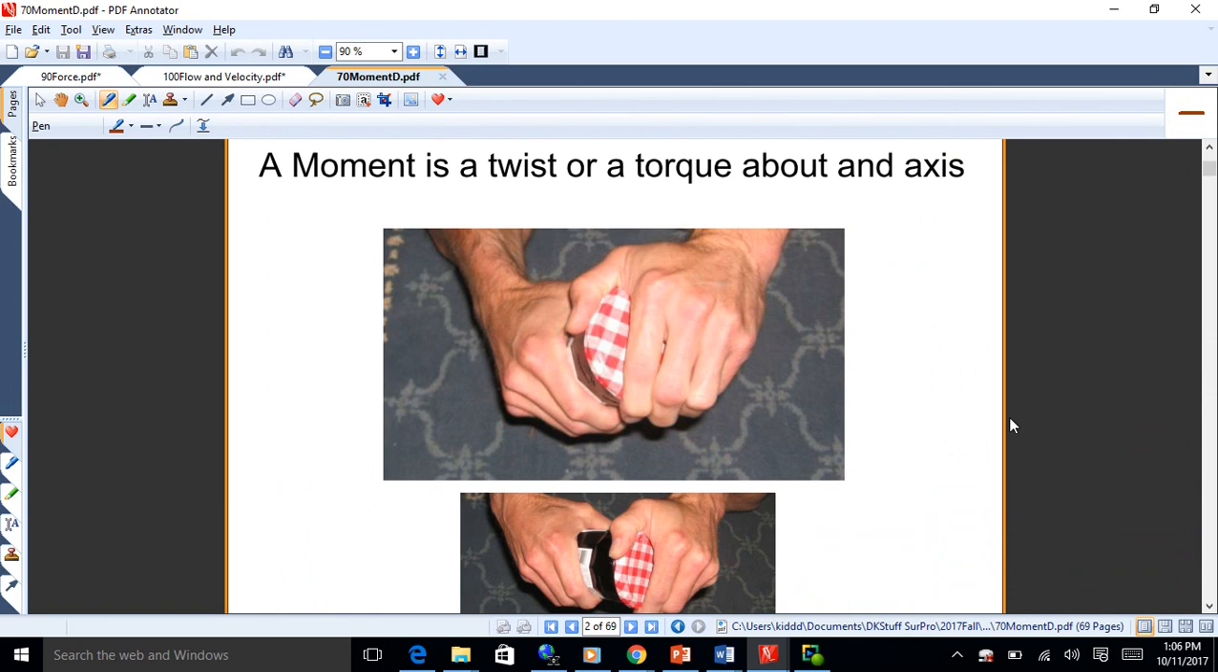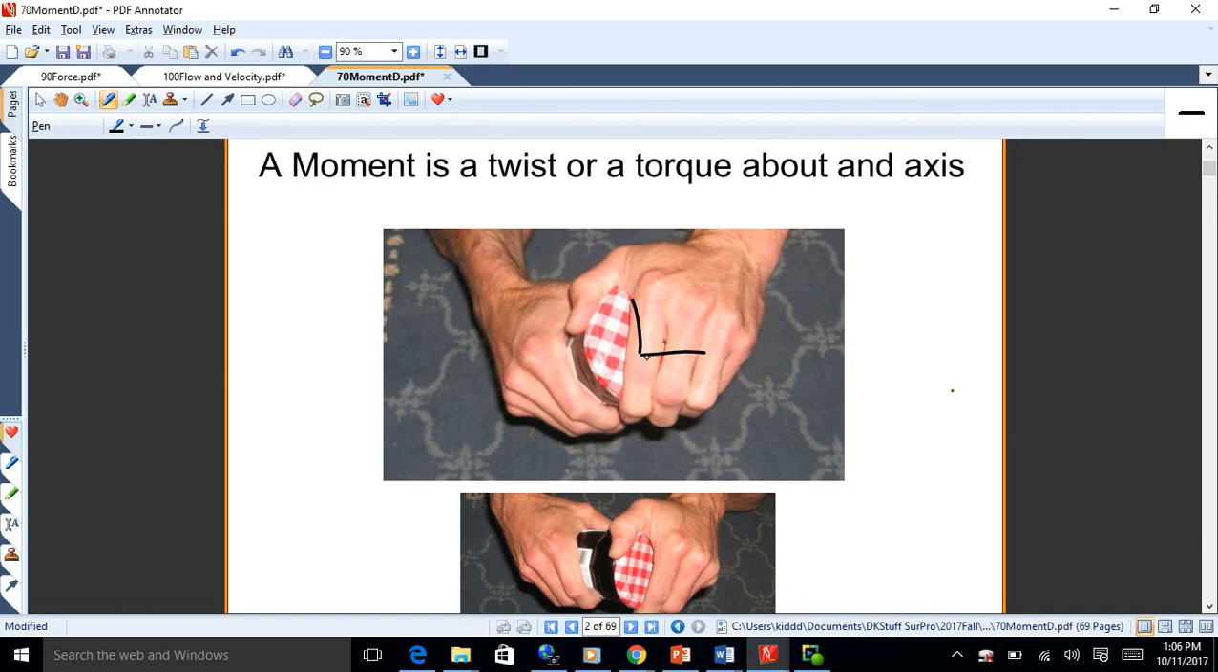All right, so we got a moment there. We'll start, so we've been dealing with forces up till now. We'll start talking about moments. So moments are the twist about an axis. So the general idea here is if the moment occurs in a given plane, the axis is normal to the plane, okay?